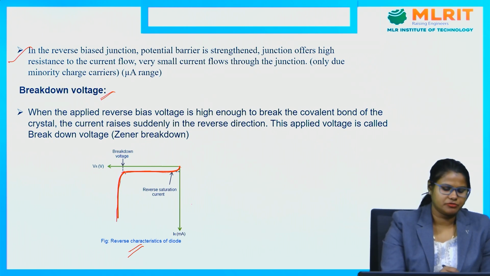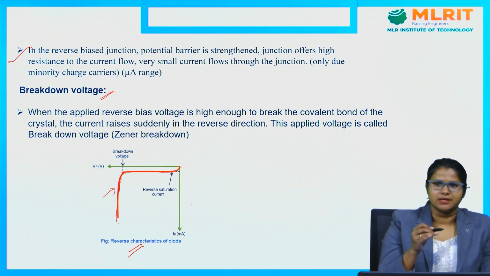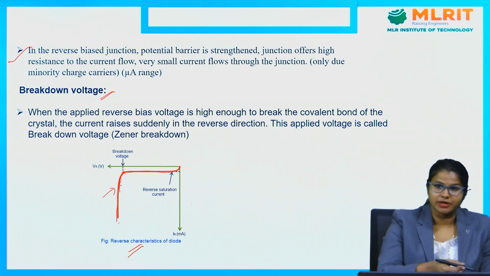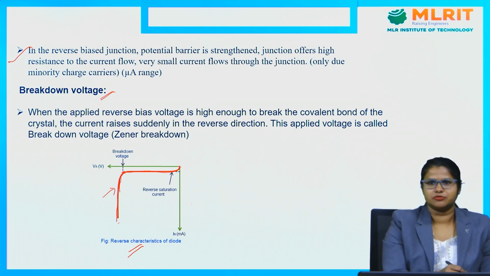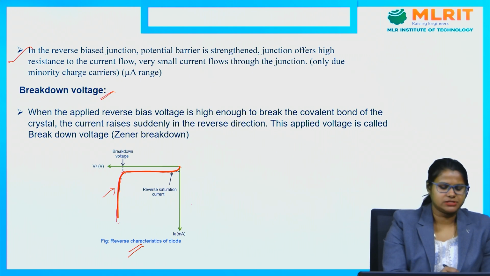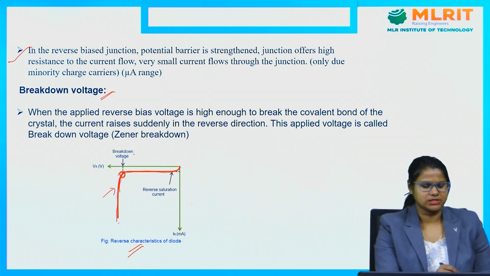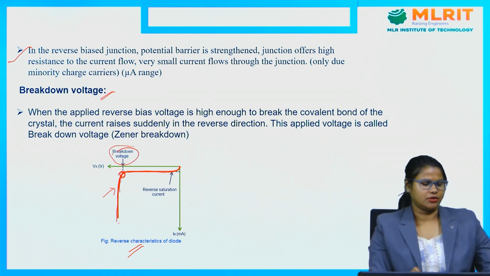That means the current will increase suddenly. Here in this region you can see the current increasing very rapidly. That means this reverse current, that's why I am showing it in the third quadrant. Now, that particular voltage at which the reverse current starts increasing suddenly is known as the breakdown voltage. So this is known as the breakdown voltage.